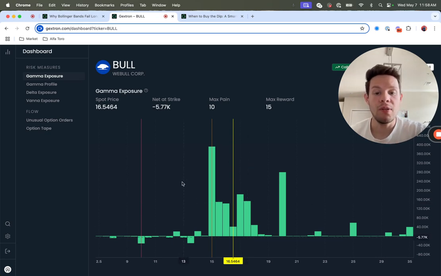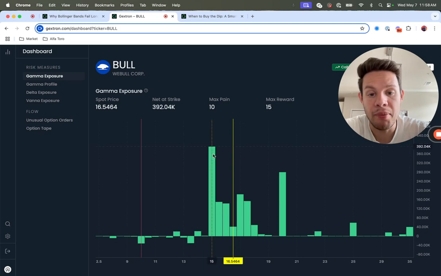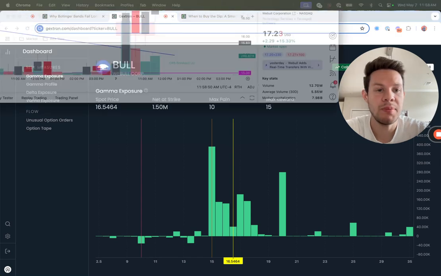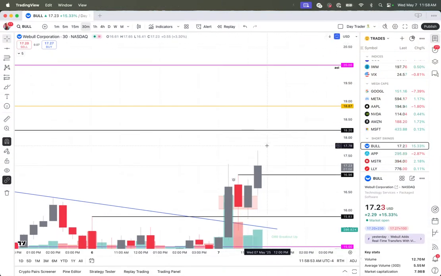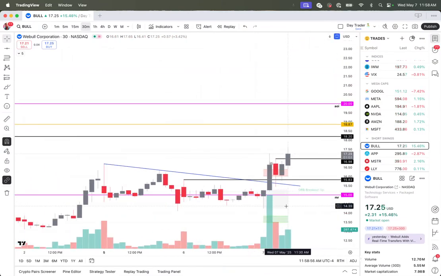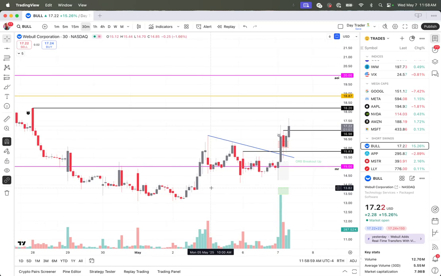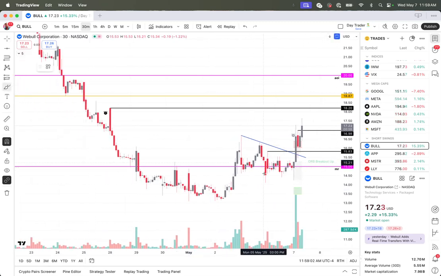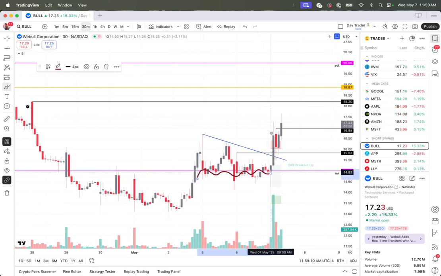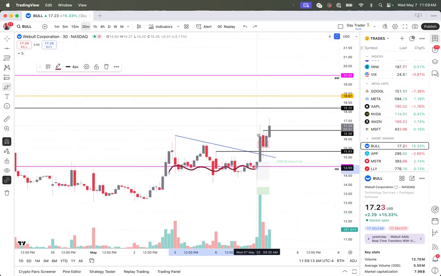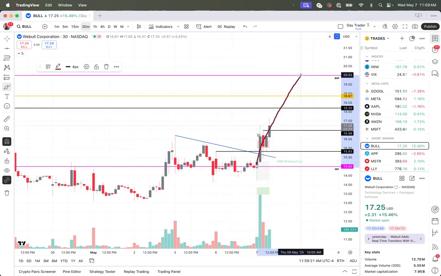Okay, but just know, let's say that price is heading towards this big bar, right? Which is strike 15 for Webull. Let's actually pull up the chart here. If it's heading towards max reward, which is 15, you notice how it starts to stall out. It's acting as a level of resistance. Now, if demand is strong enough to push through this, then you want to aim for the next level, the next area of interest, which is labeled here, which is 20. Okay, that's the next target.